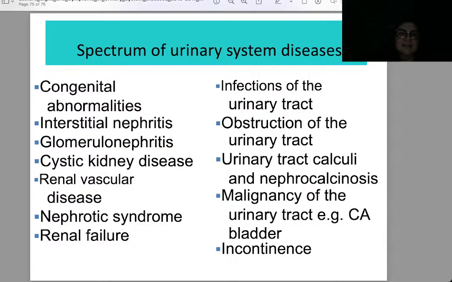Spectrum of urinary system diseases. Let's include all diseases that we discussed today in one classification. What diseases most often can occur in the urinary system? It is congenital abnormalities, interstitial nephritis, glomerulonephritis, cystic kidney disease, renal vascular disease, nephrotic syndrome, renal failure, infections of urinary tract, obstruction of urinary tract, calculi and nephrocalcinosis, malignancy of urinary tract, including cancer of bladder, and incontinence.